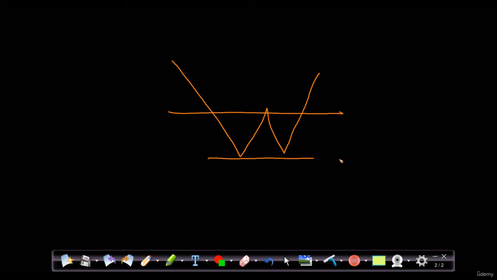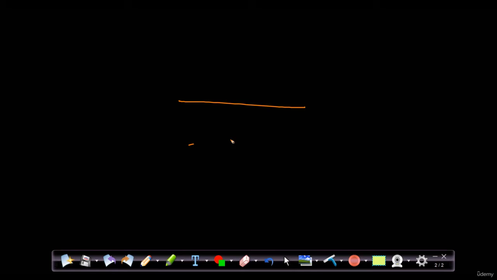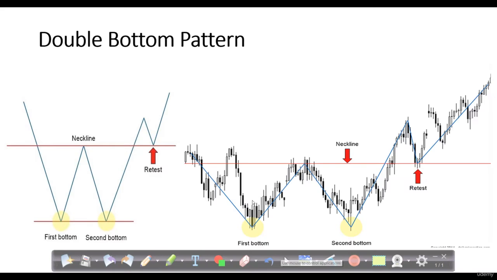So it does not break this one. Sometimes, with a sudden spike, it will go down and then go upside. This is also a case, but no worries. Sometimes the stop loss will hit, but the winning ratio of the double bottom pattern is good compared to other patterns. The winning ratio of the double bottom pattern is good only. Now let's take an example here.